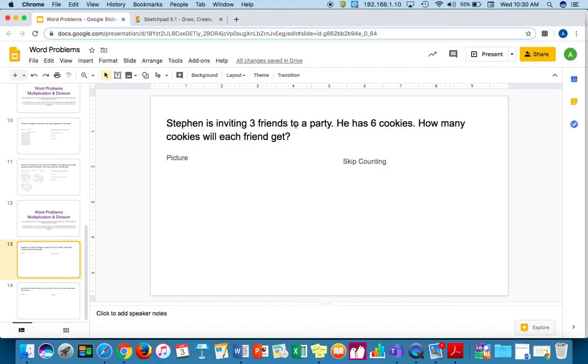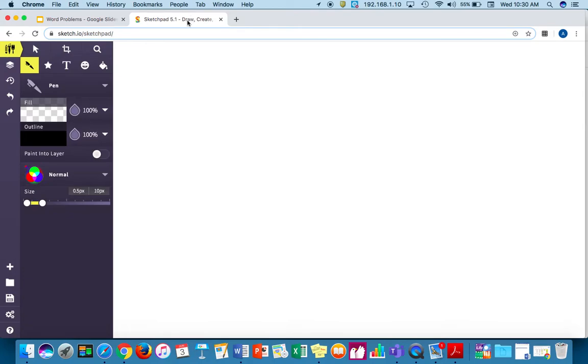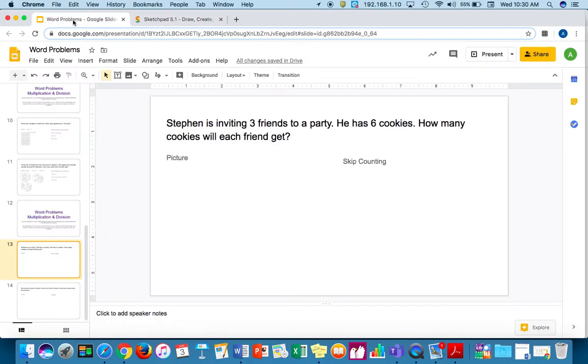Stephen is inviting 3 friends to a party. He has 6 cookies. How many cookies will each friend get? I'm going to try to use this sketch pad so it doesn't have the text on it. So I'm going to go back and reread it again. Stephen is inviting 3 friends to a party. He has 6 cookies. How many cookies will each friend get?